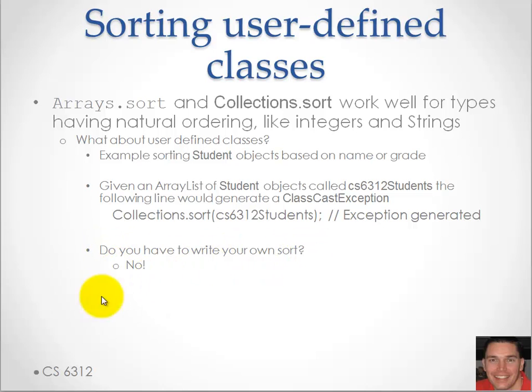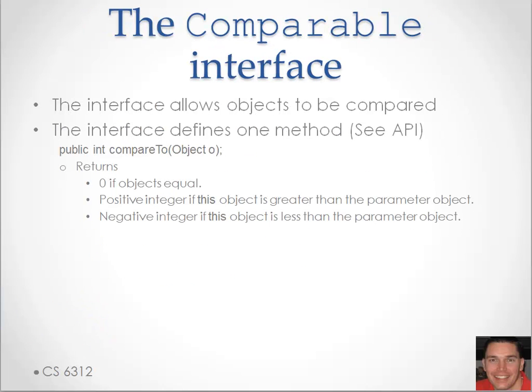The answer is no. So this here is where the Comparable and the Comparator interfaces allow us to define an ordering between user-defined types. If we implement this interface, what it forces us to do is to implement this public int compareTo. The compareTo method returns 0 if the two objects that you're comparing are considered to be equal.